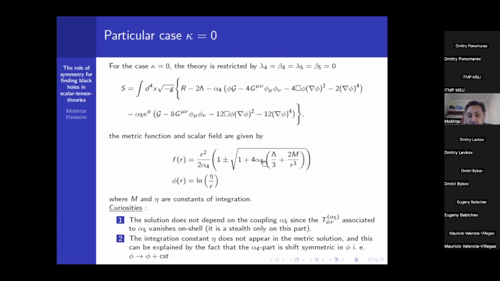It's not appearing in the metric, and it's very simple because, as I say, the alpha 5 piece is completely zero on shell. If I make a shift of phi goes to phi plus constant, of course, this part is invariant, this part is invariant, this part is invariant. But this is going to give me phi Gauss-Bonnet plus constant times Gauss-Bonnet. But we know that Gauss-Bonnet alone is a boundary term. So this is a symmetry of this alpha 4 part of the action. And that's why we have this freedom of this constant that appears in the solution, but only for the planar case.